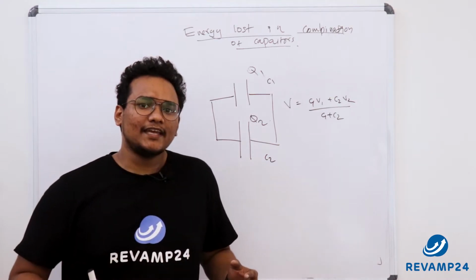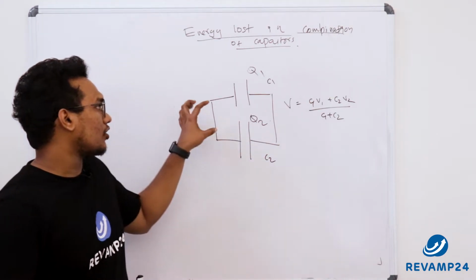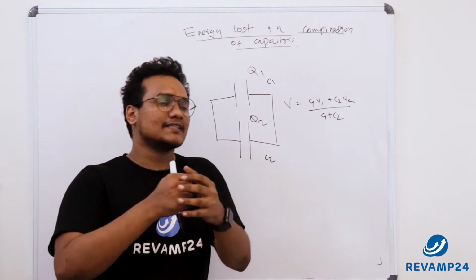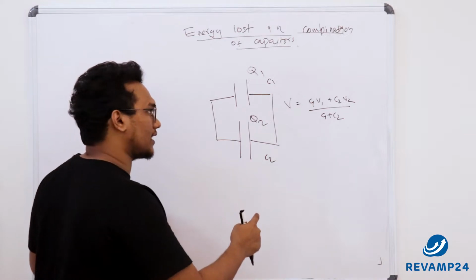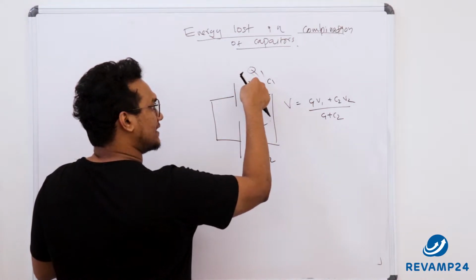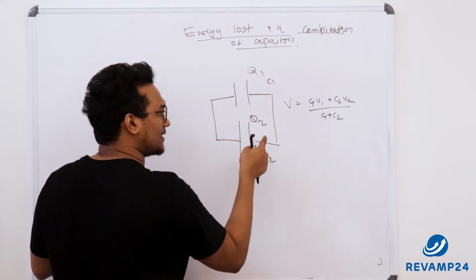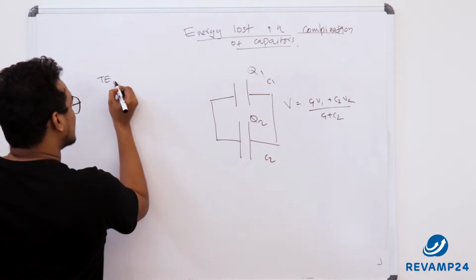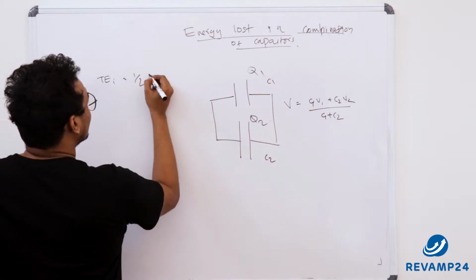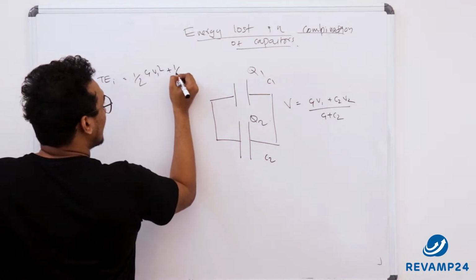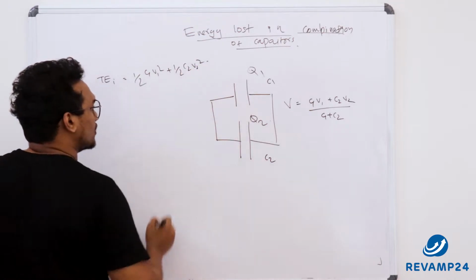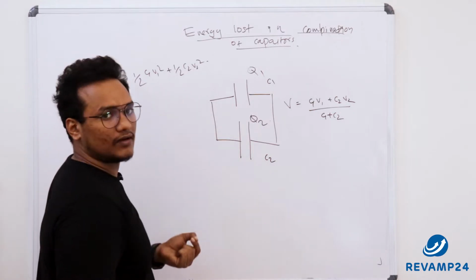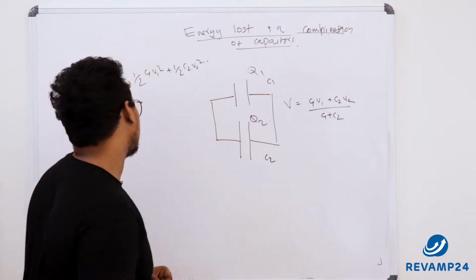Now we will see what will happen when we are combining two capacitors in this way. Initially it is having total energy. What is the total energy? Total energy due to first capacitor plus energy due to second capacitor. So total energy initial is equal to half C1 V1 square plus half C2 V2 square, because we have two separate capacitors, right, having two different energies.